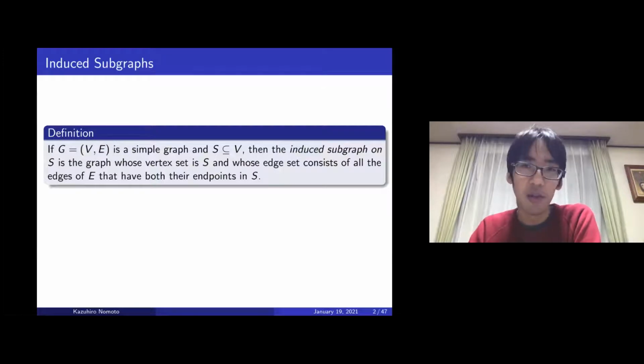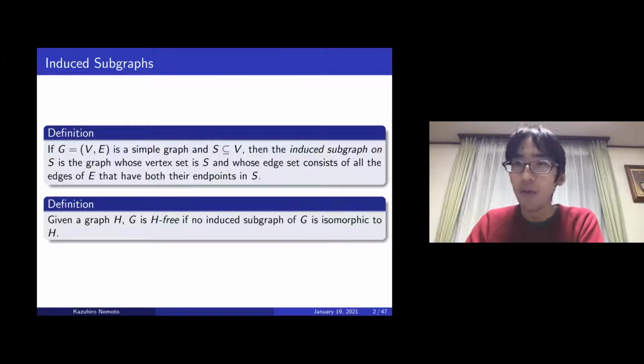So what is an induced subgraph? If you're given a graph G on a vertex set V, then I simply specify a subset of the vertex set V, and that determines the induced subgraph. You take all the edges whose endpoints are both contained in this vertex set. So that's what an induced subgraph is. Given a graph H, a different graph G is H-free if no induced subgraph of G is isomorphic to this graph H.